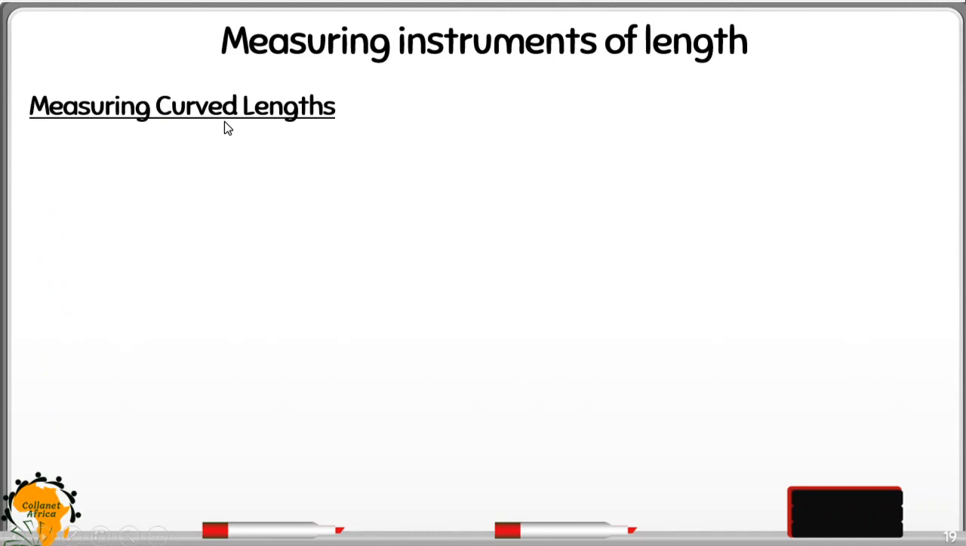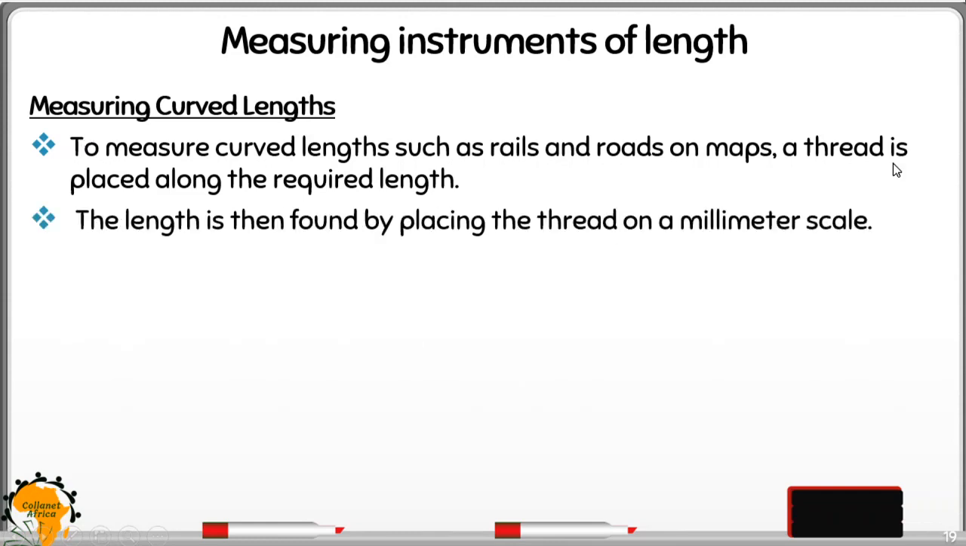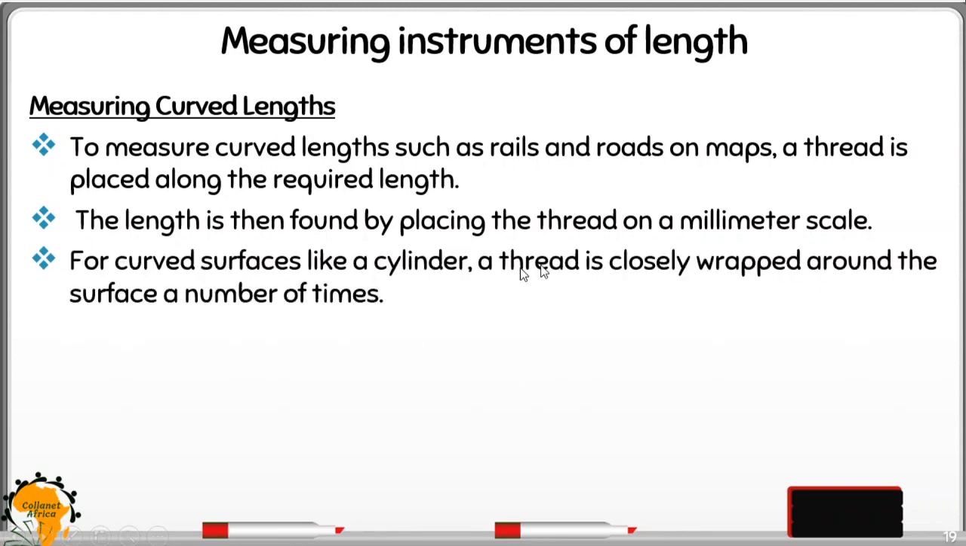Sometimes you are in the class of geography and you're told to measure the length of a road in a map. How do you go about it? We say that for you to measure curved length, we can use a thread, and after using the thread, you place the thread on a millimeter scale. You are supposed to mark the starting and the end point, and then you place it on a millimeter scale, and that way you are able to get the length of that curved length.